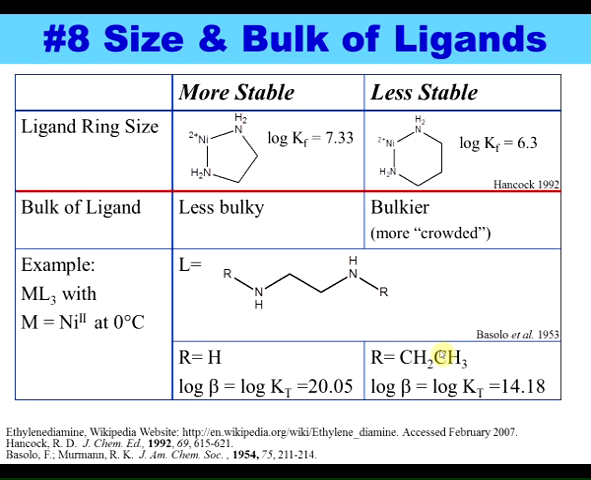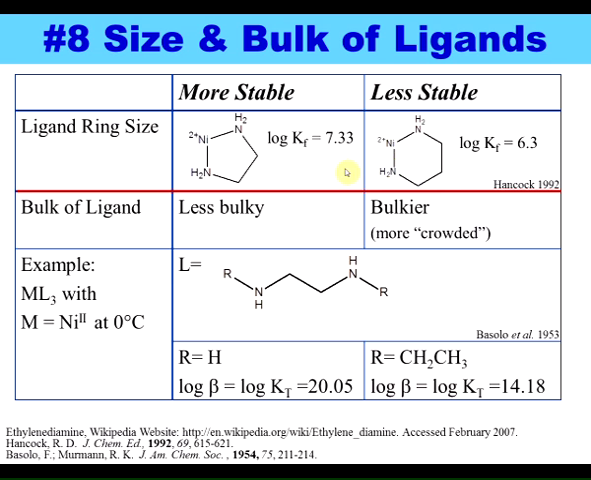So here we have some examples to illustrate those concepts. In the first complex here, we have a nickel with the ethylenediamine. So this forms a 5-membered ring. The log of the formation constant for this is 7.33, compared to the 6-membered ring of 6.3. So remember, the larger the formation constant, the more stable the complex. So this is more stable than the 6-membered ring.